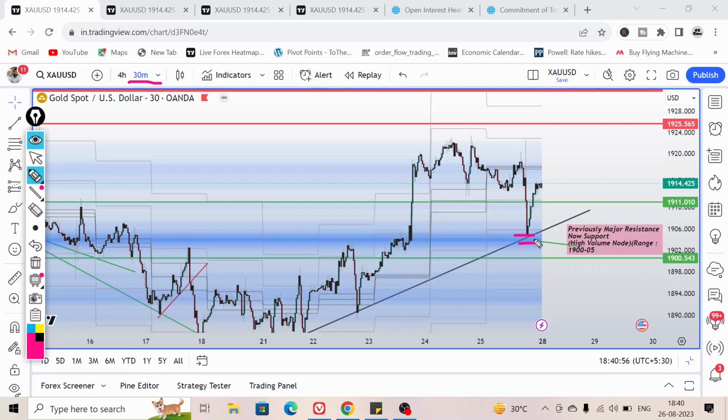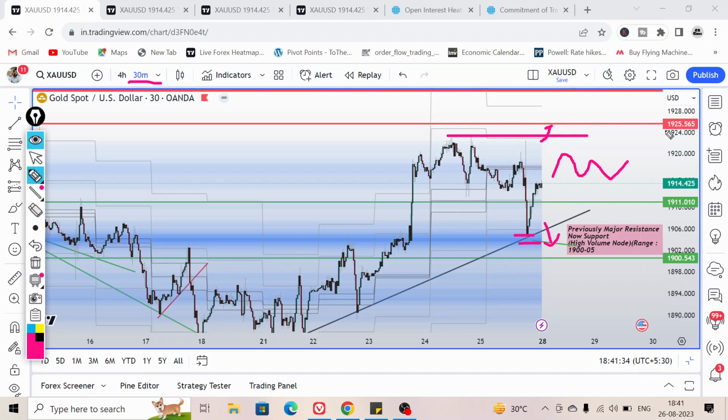So if price is not able to break down this trend line and this low, and if price is going to reject near the Friday high, then we can expect some range. But if price is able to break above, then we can expect some bounce. The bounce can only happen when price is able to break above this level. Buying is only possible and only good when price breaks above this level, then we can look for buy.